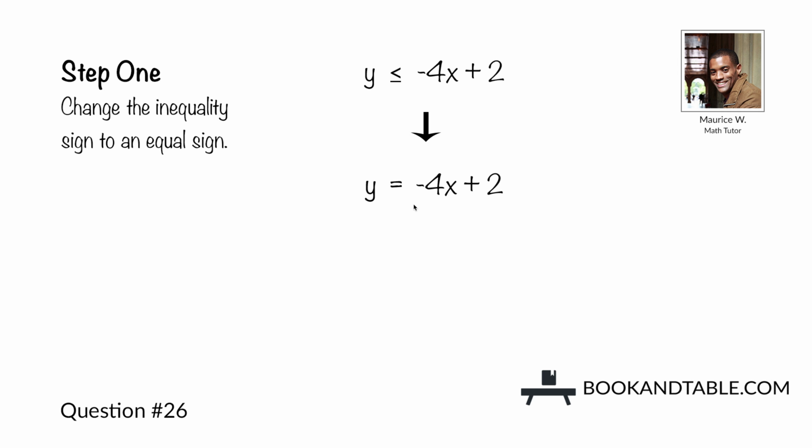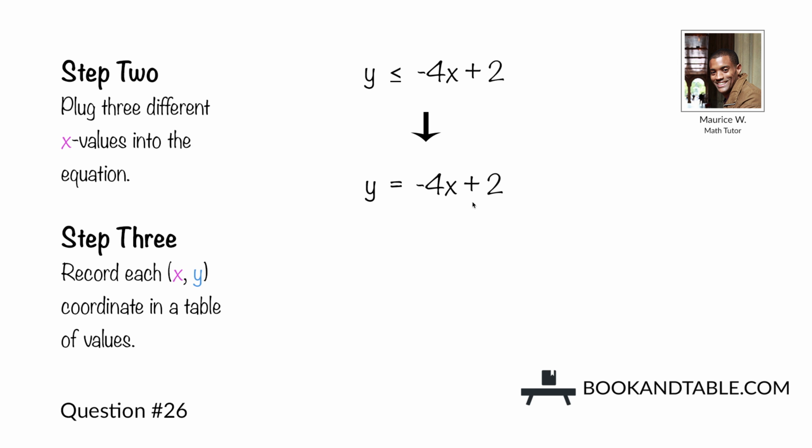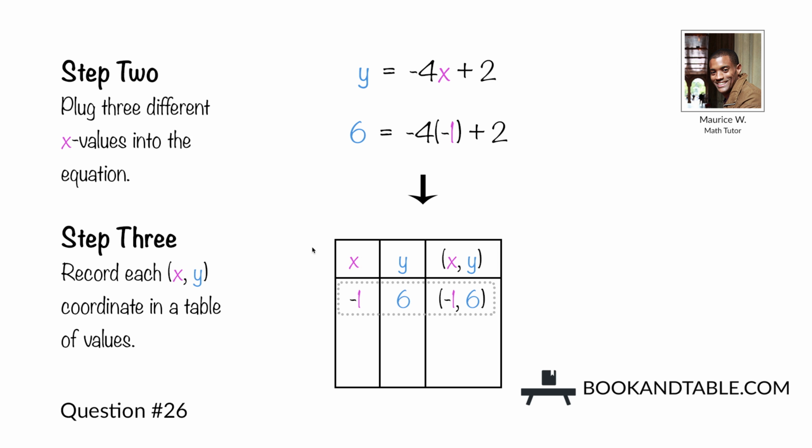So step 1, change the inequality sign to an equal sign. That gives you y is equal to negative 4x plus 2. We then want to plug 3 different x values into this equation, and that will give us 3 different coordinates that we can then record in a table of values. So when we plug in negative 1 for x, you get negative 4 times negative 1, which is positive 4. Positive 4 plus 2 is equal to positive 6. So when x is equal to negative 1, y is equal to 6. So that is the first coordinate that we write down.